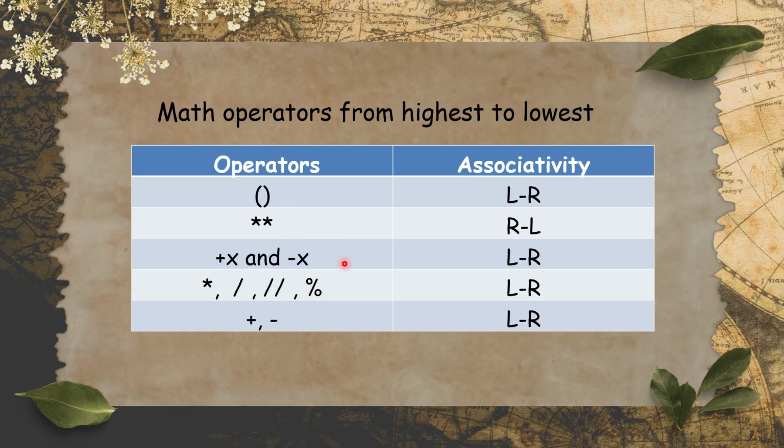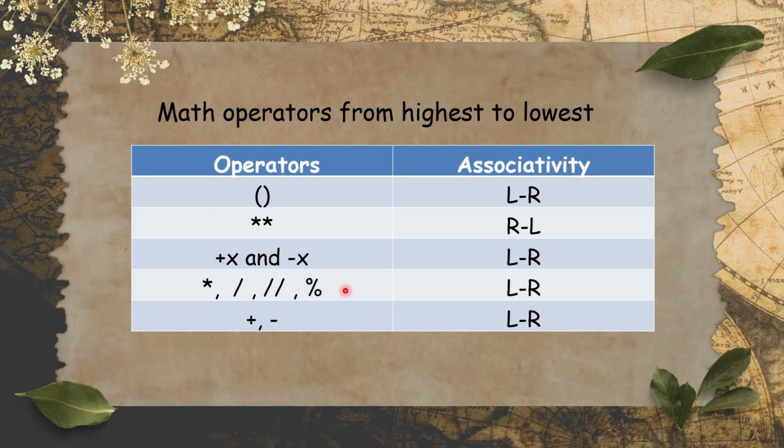The third precedence is given to plus x and minus x, which are unary operators. These unary operators are just like positive and negative numbers in mathematics. Plus 5 means it is a 5. Minus 5 means it is a negative number, negative of 5. And they are evaluated from left to right.